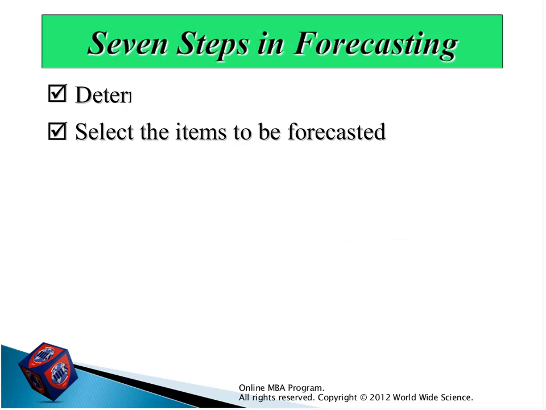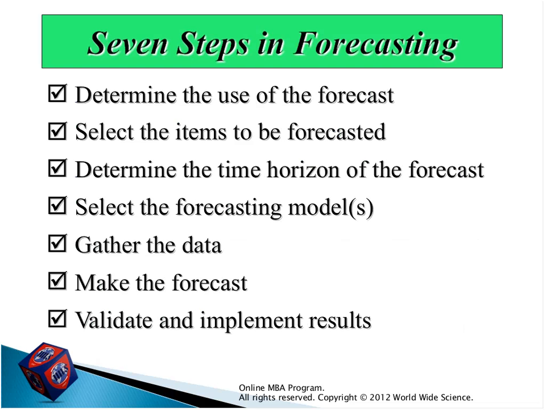7 steps in forecasting. There are 7 steps in forecasting. At first, determine the use of the forecast. Then select the items to be forecasted. For example, demand. You want to forecast your demand for next month. Determine the time horizon of forecast. You should select short range, medium range, or long range. After that, you should select the forecasting models that we will discuss together, then gather the data, make the forecast, validate and implement results.